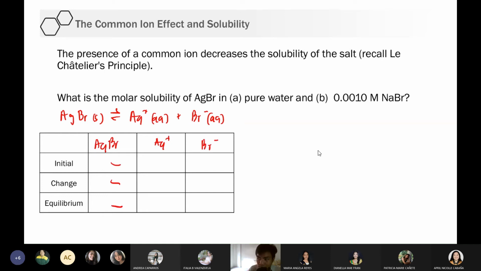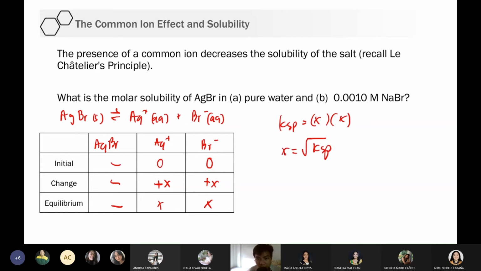Okay, nothing has to be written sa left. Wala kang ilalagay dyan kasi yan ay solid. It doesn't affect the equilibrium. Okay, so punta muna tayo. Pure water. Pag sinabing pure water, wala kang ibang ions other than water. Okay. So 0, 0 yan. So the change will be positive x and the equilibrium will just be x. So we say Ksp is equals to x times x, or x is equal to the square root of Ksp.